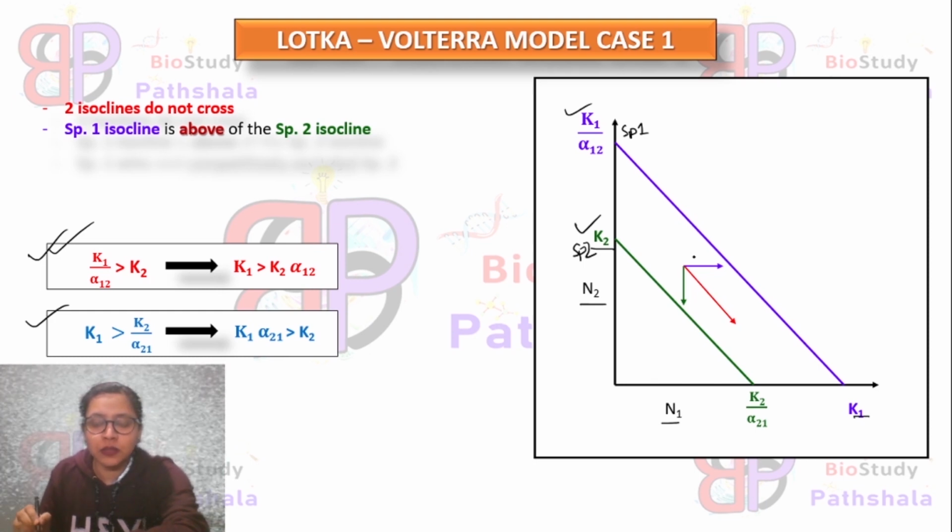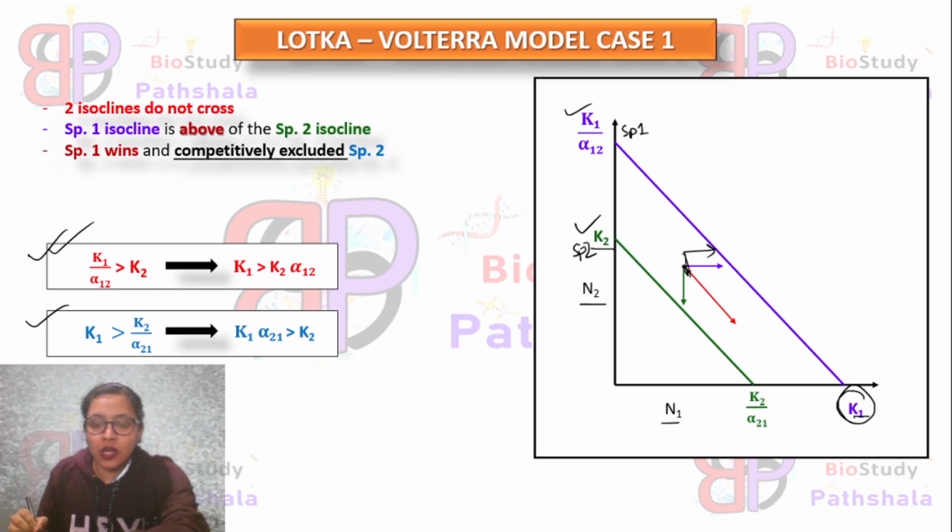So what will be the conclusion of this case study? Now if we assume a point in between these two isoclines, for say this is a point, this point will be showing increasing population for species 1, in this direction, and this point will be showing decreasing population for species 2. And the resultant of this point will be showing this direction towards the carrying capacity of species 1. That means in this case species 1 will be the winner and competitively excludes the species 2 population. So this is for case study 1.